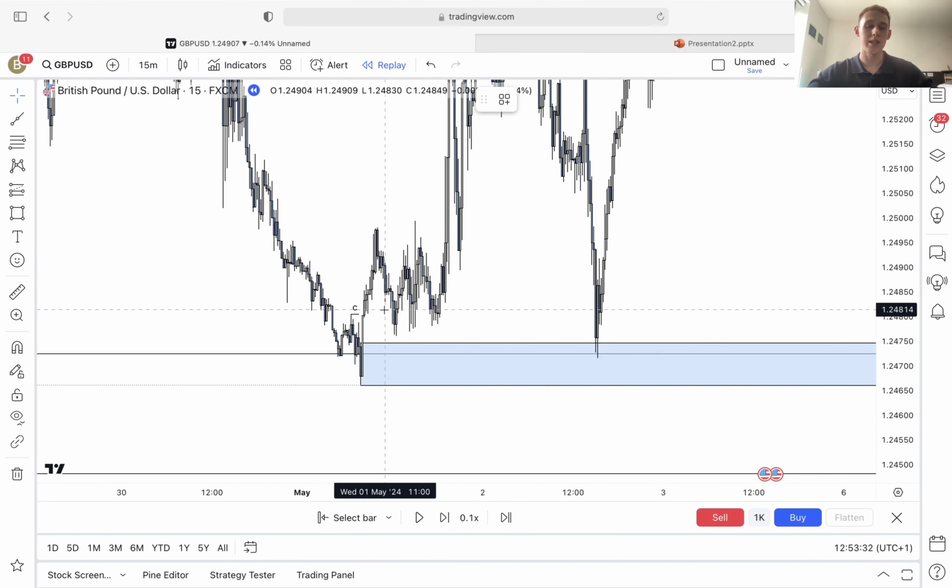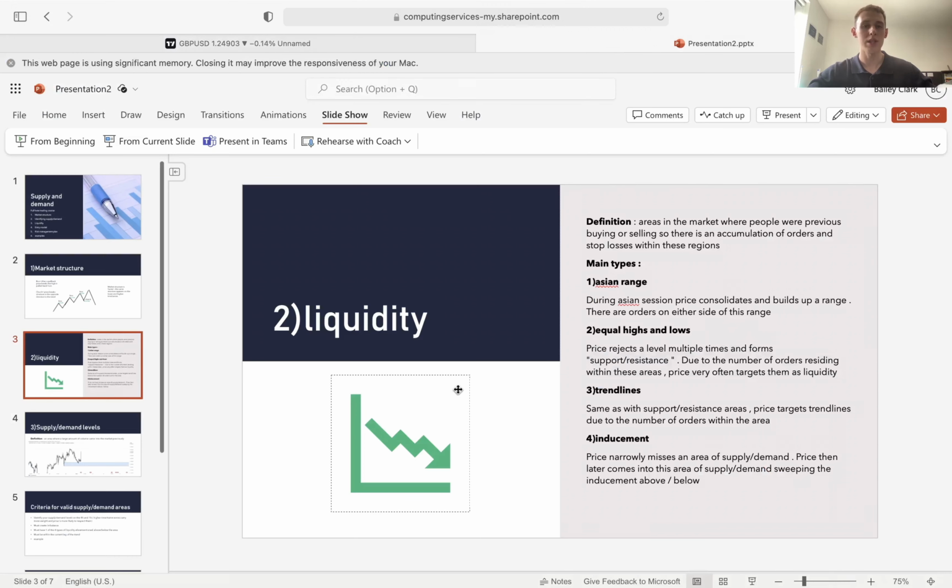Once again, price formed all of these lows above the area of demand, but didn't quite touch it. Therefore, these lows were said to be inducing the area of demand. So that is basically all of the types of liquidity that I personally use, and these are going to be very important later on when we go through how we actually enter and look for valid levels to enter from.